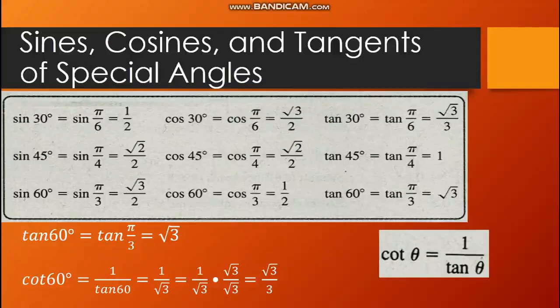And that is equal to 1 over square root of 3, rationalizing the denominator by multiplying square root of 3 over square root of 3 to the numerator and denominator of our fraction. We have square root of 3 over 3 is the value of cotangent 60 degrees. Pwede nyo gawin yon in other trigonometric function pa natin like secant and cosecant of 60 degrees. Same as para doon sa secant and cosecant of 45 degrees and 30 degrees.